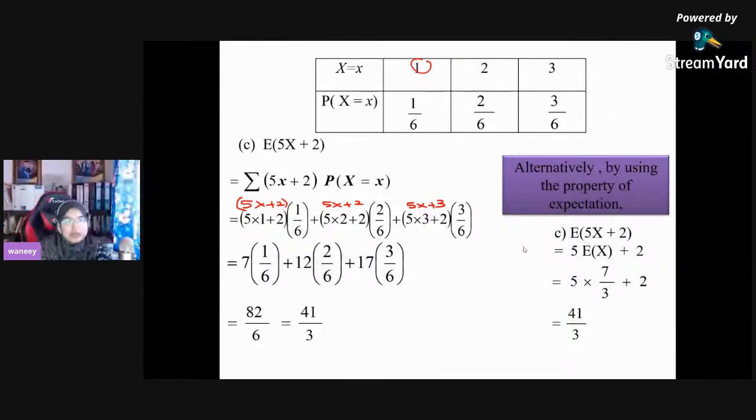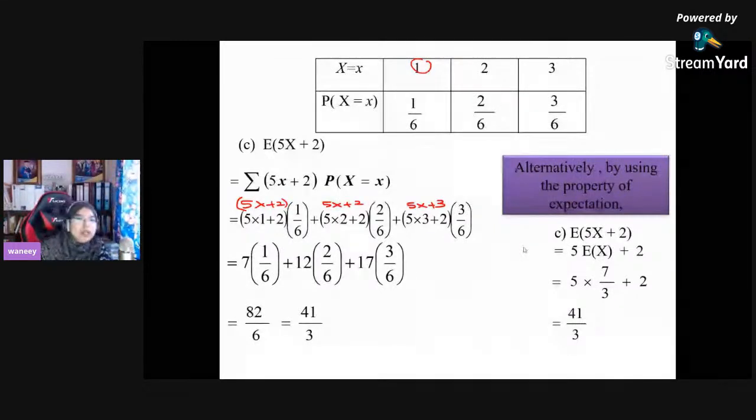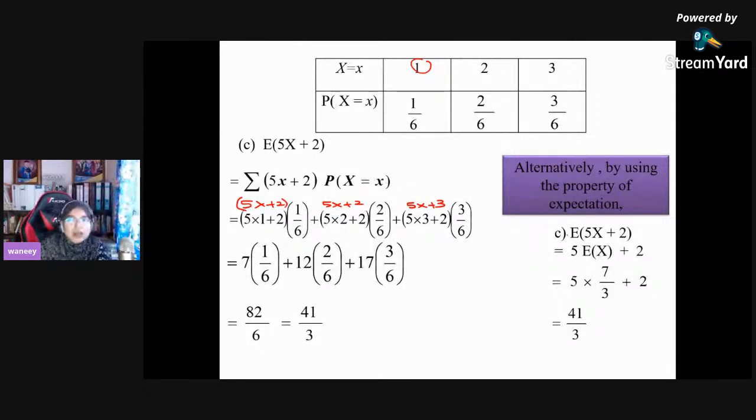So basically you are going to get the same answer whether you are using 5x plus 2 times the probability or you use the property. So the answer is the same. Kalau untuk saya biasanya saya pilih property sebab senang sikit.